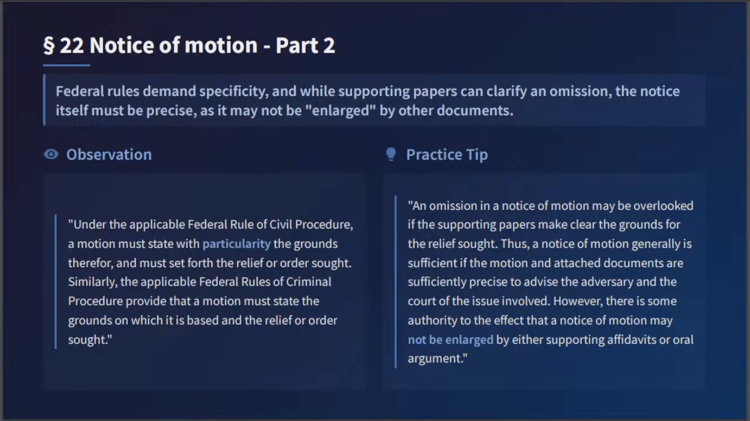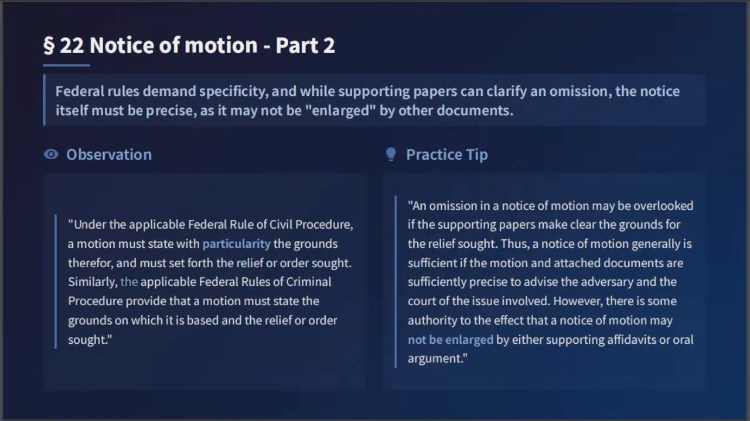And we're on to the notice of motion, part 2. Federal rules demand specificity, and while supporting papers can clarify an omission, the notice itself must be precise, as it may not be enlarged by other documents. So here's our observation. Under the applicable federal rule of civil procedure, a motion must state with particularity the grounds therefor, and must set forth the relief or order sought.